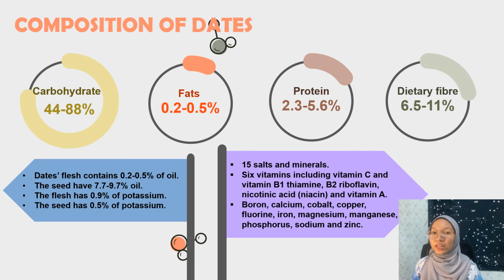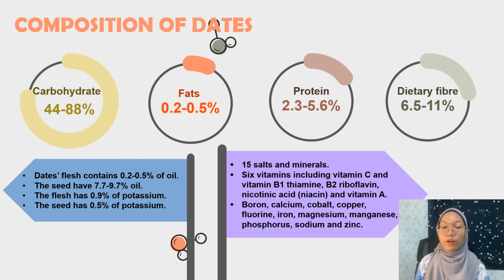Next, I will explain about the composition of dates. Dates contain a very high percentage of carbohydrate in the form of sugar, which is 44 up to 88%. Dates also consist of fats, which is 0.2 until 0.5%, which indicates that dates have a low concentration of fat. Besides, dates also have protein at 2.3 until 5.6% and also 6.5 to 11% of dietary fiber.